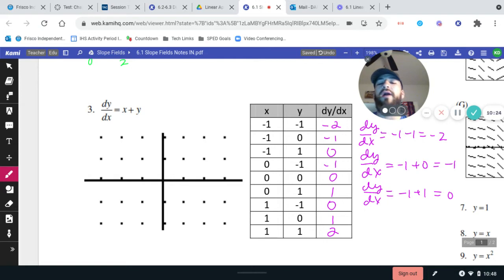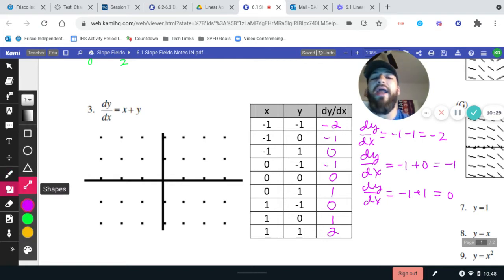Okay, now I'm going to take these and transfer them onto my graph. So -1, -1 is a slope of -2, so a little steeper negative slope. -1, 0 is a slope of -1, so a little less steep negative slope. And -1, 1 is a slope of 0. Then 0, -1 is a slope of -1. 0, 0 is a slope of 0. And 0, 1 is a slope of 1.